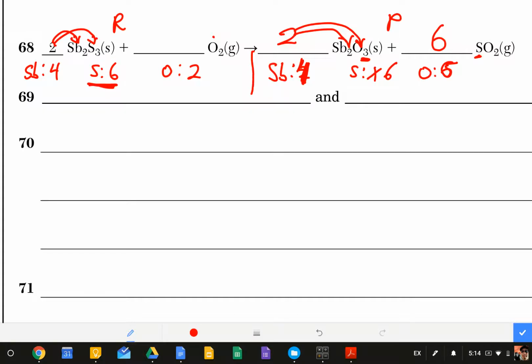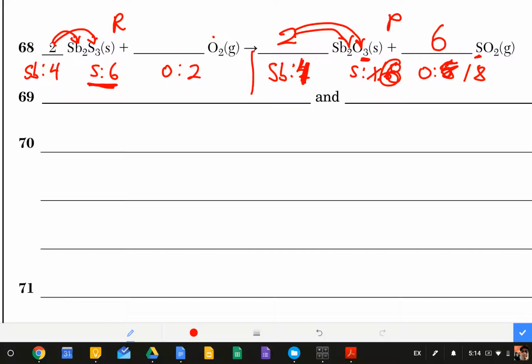So far we have 4 antimony, 4 antimony. 6 sulfur, 6 sulfur. The only thing is, now we have 2 times 3, which is 6, and now we have 6 times 2, which is 12. So that's a total of 18. Oh no, what am I doing? Sorry, 6 sulfurs. This is oxygen. 2 times 3 is 6. 6 times 3 is 12. Sorry, that's 18 oxygen atoms.